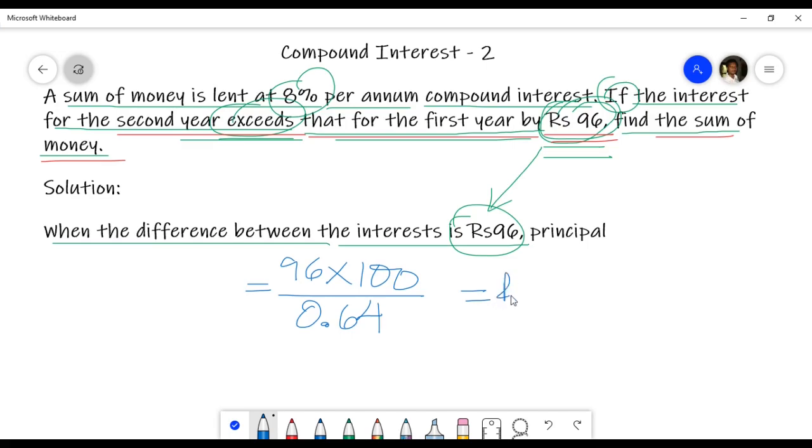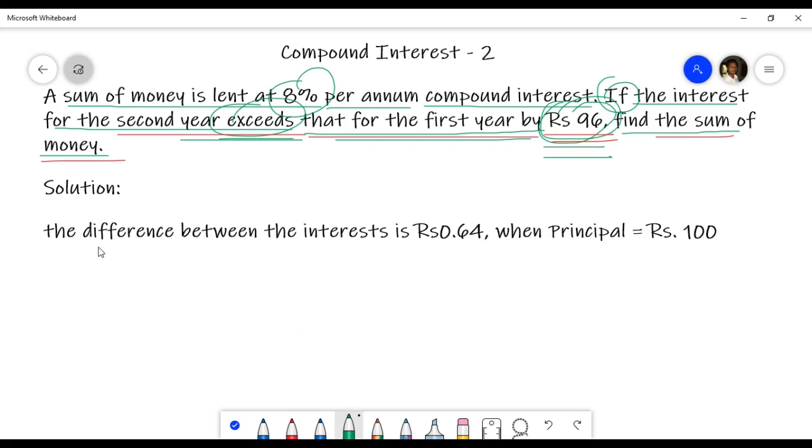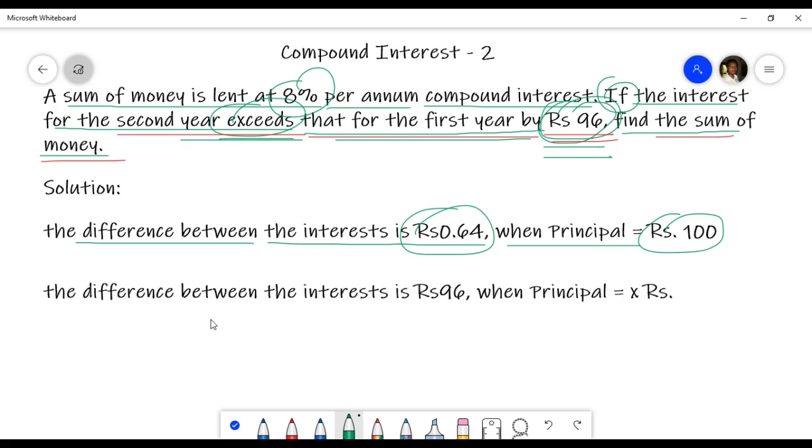So how will we calculate the principal? The principal will be calculated by multiplying 96 into 100, divided by the interest that we found taking principal as rupees 100. When we solve this, we will get the answer as rupees 15,000. That means the principal was rupees 15,000. Let me explain this once again. The principal will be rupees 15,000 when the difference exceeds 96 rupees as given in the question.